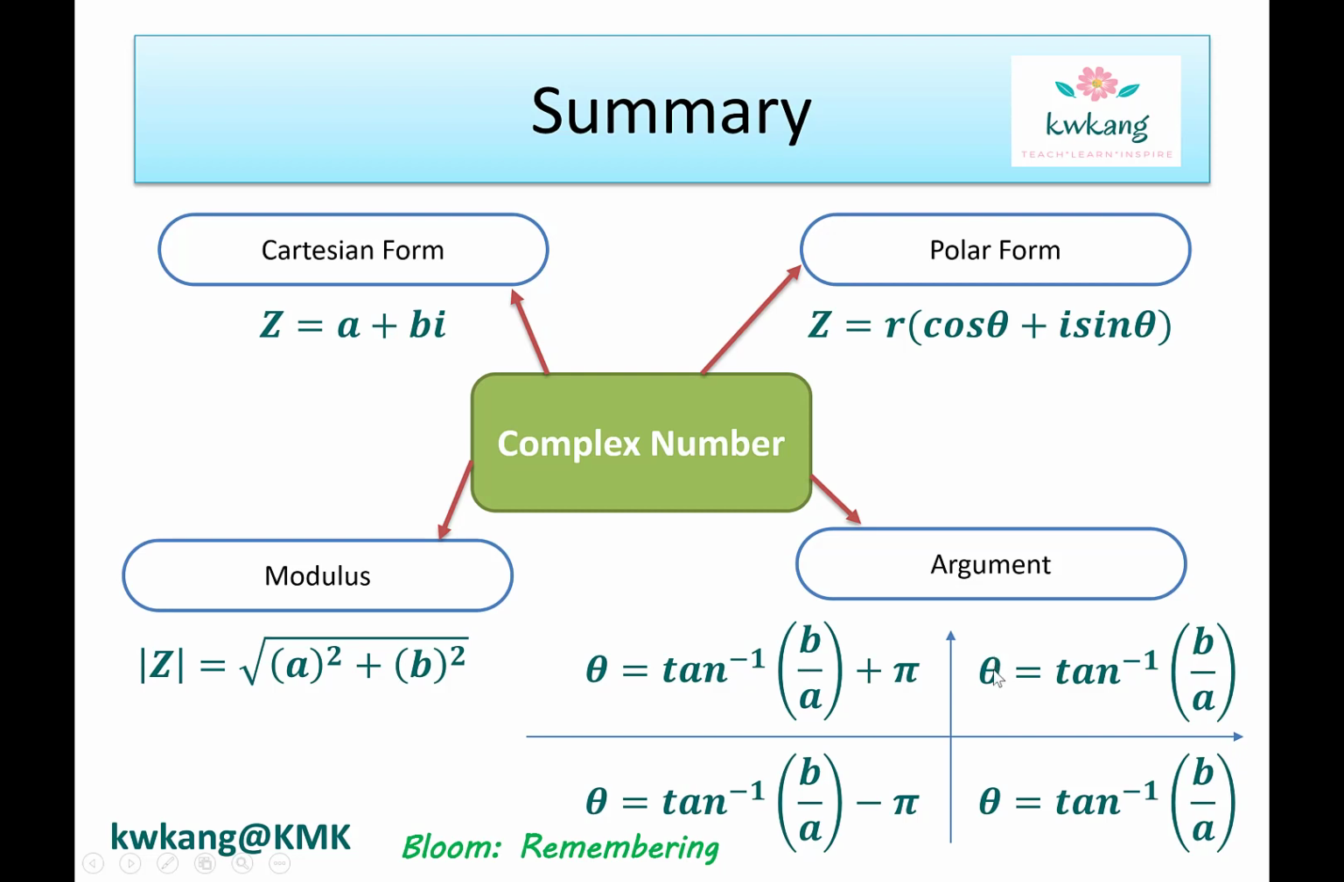If theta is in the first quadrant, the formula is arctangent b over a. If theta is in the second quadrant, theta will be equal to arctangent b over a plus pi. If theta is in the third quadrant, the formula will be equal to arctangent b over a minus pi. If it is in the fourth quadrant, theta will be equal to arctangent b over a.